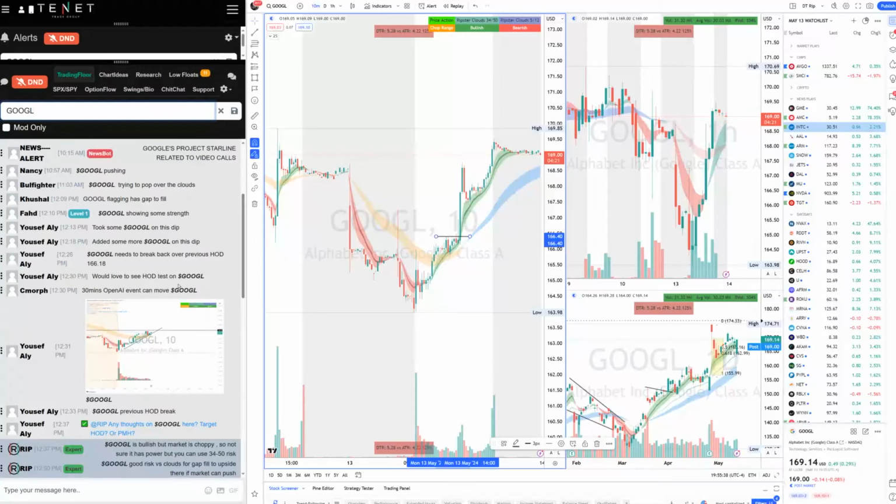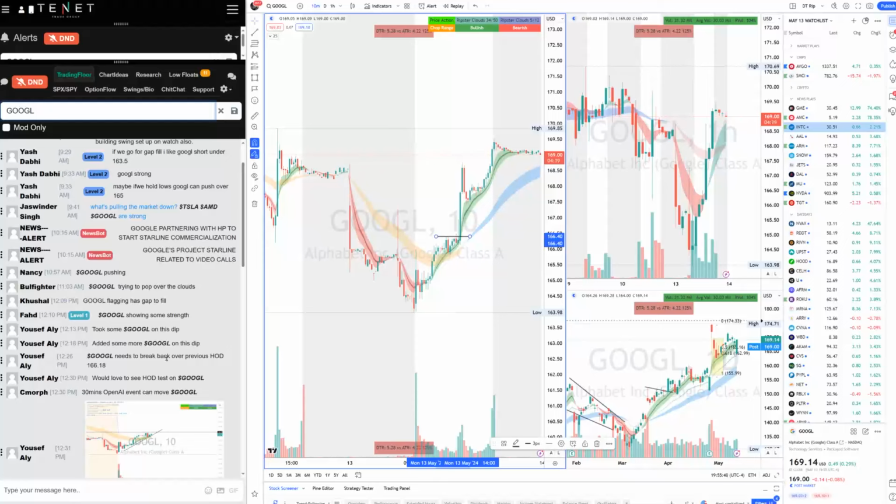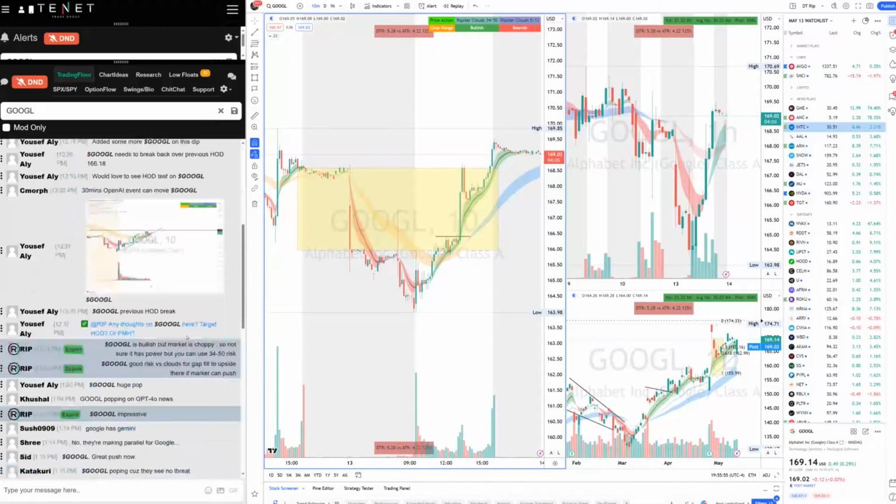Yusuf was on top of it, and we were talking about this level because it was bearish, right? Gap down, and then it turns 512 bullish, then it turns 3450 bullish. Now we know there's an opportunity because there's a gap. So that's why I told everyone that Google is bullish, market a little choppy, but we can risk the 3450. Good risk versus the clouds for the gap fill to the upside.